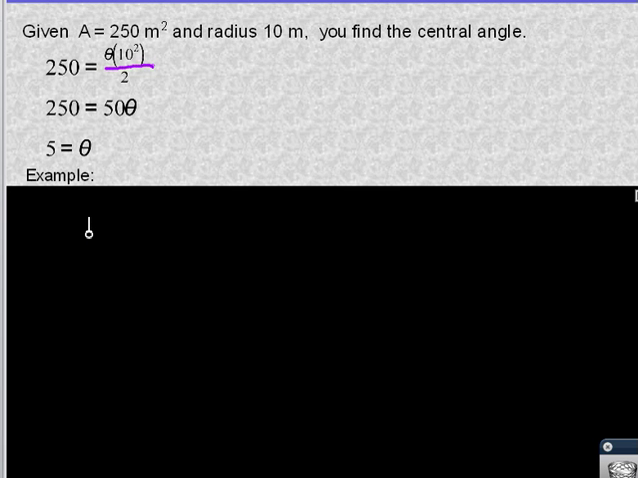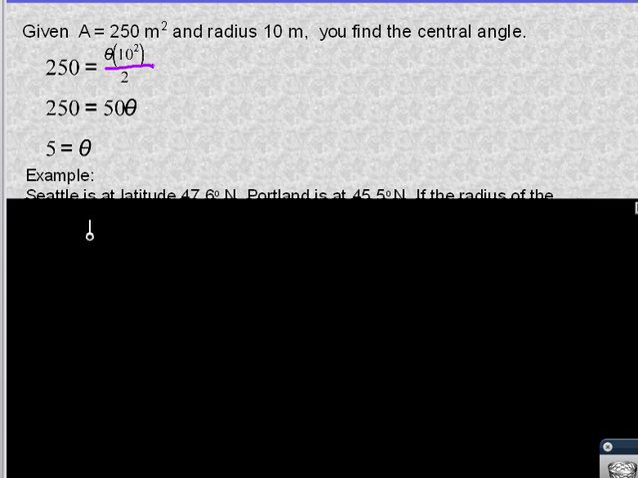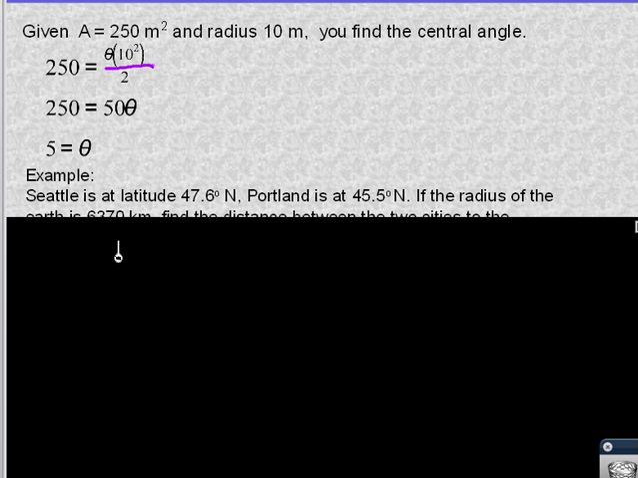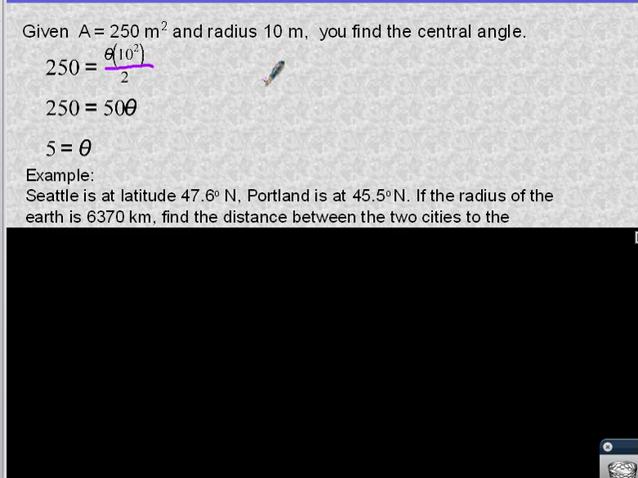So there's one more example, and the problems in this presentation are strictly mathematical, but these problems are actually very application oriented. So we're going to be doing a lot of application problems using these formulas. Most of them are pretty straightforward, but one of them is a little bit tricky. It says Seattle is at latitude 47.6 degrees north. So think of it, we're on a globe, a rounded globe.